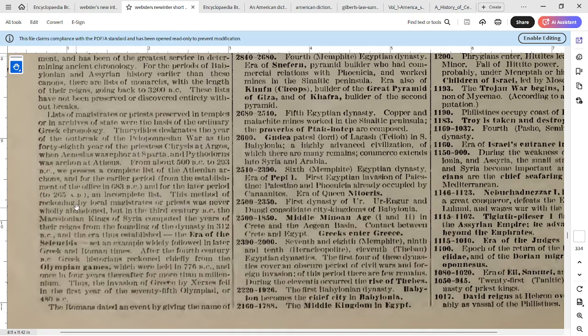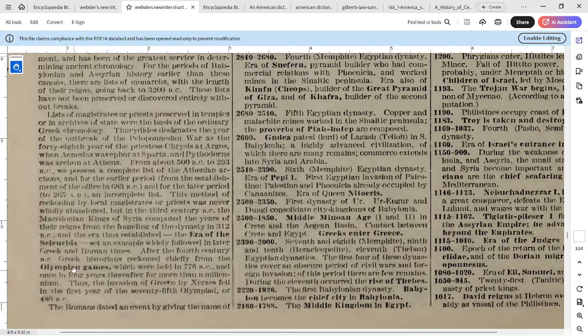This method of reckoning by local magistrates or priests was never wholly abandoned, but in the 3rd century BC, the Macedonian kings of Syria completed the years of their reign from the founding of the dynasty in 312 BC, and the era thus established, the era of the... I can't see that one, an example widely followed in later Greek and Roman times.